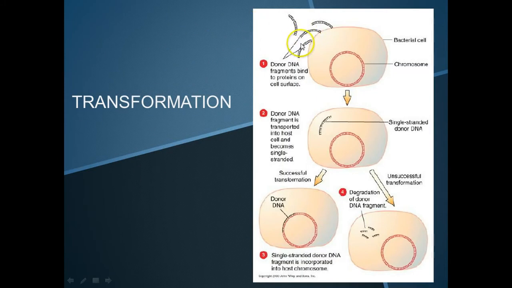The donor DNA fragments bind to proteins on the cell surface. Here's the bacterial cell that's going to take up this DNA. Then the donor DNA fragment is transported into its host and becomes single-stranded. In successful transformation, the donor DNA is incorporated into the host's chromosome. Remember, in bacteria, that's one loop of DNA. If it is not successful, then the donor DNA just simply degrades and gets absorbed into the rest of the cell.